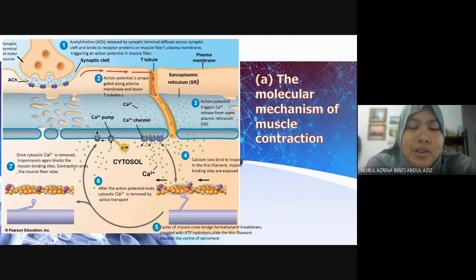Okay. So when the myosin binding site is now exposed, the myosin can form the cross bridge. Okay. So yang ini yang melibatkan ATP yang kita dah bincangkan tadi tu. Mula-mula tadi. Okay. Right. The cycle of myosin cross bridge formation and breakdown occurs coupled with ATP hydrolysis and the sliding of the thin and thick filament toward the center of the sarcomere. So the process tu akan berlaku macam kita bincangkan tadi.